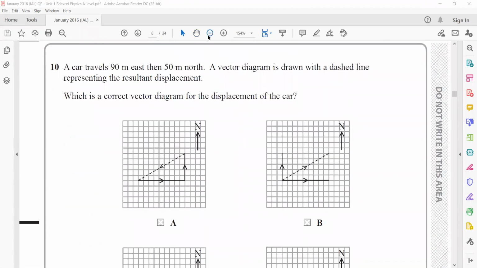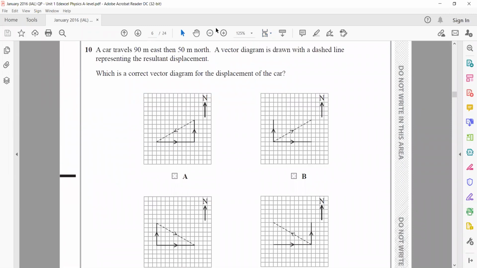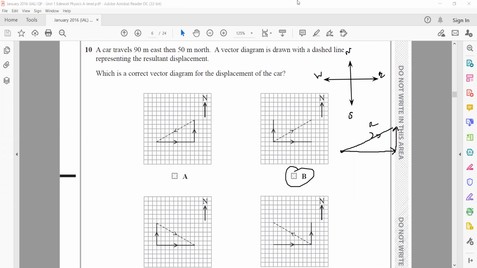In question 10, a car travels 90 meters east and then 50 meters north. Which vector diagram is correct? So we have this compass: north, south, east, west. The car travels 90 meters east and then 50 meters north. From the tail of the first to the head of the last, that will be our resultant. So which represents the resultant? This one correctly shows the direction of the resultant.